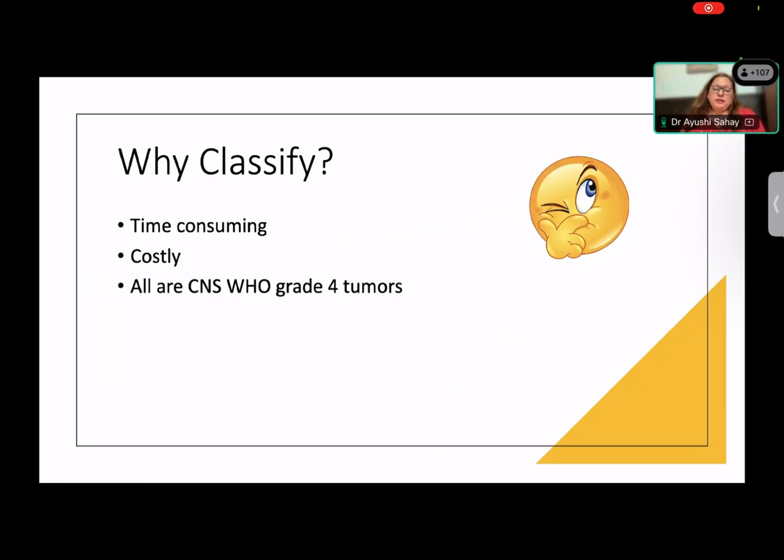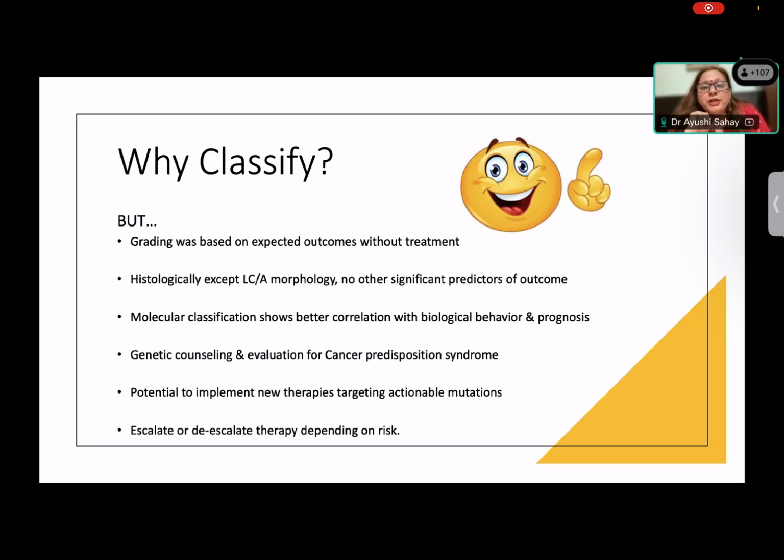But why do we need to classify this? All these embryonal tumors are grade 4 tumors. Doing such extensive molecular testing to arrive at the diagnosis is time consuming, to say nothing of the cost. So why do we need to classify this? Now, the thing is that this grading, CNS WHO grade 4, was given originally based on expected outcome without treatment. That this kind of CNS embryonal tumor, if you do not treat, the patient is going to die very soon. So that is why they were given the grading of CNS WHO grade 4.